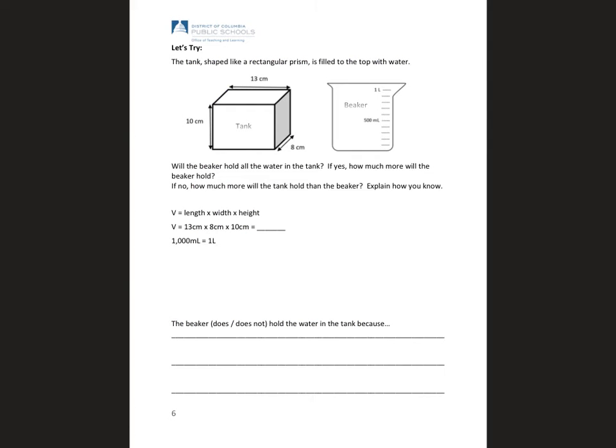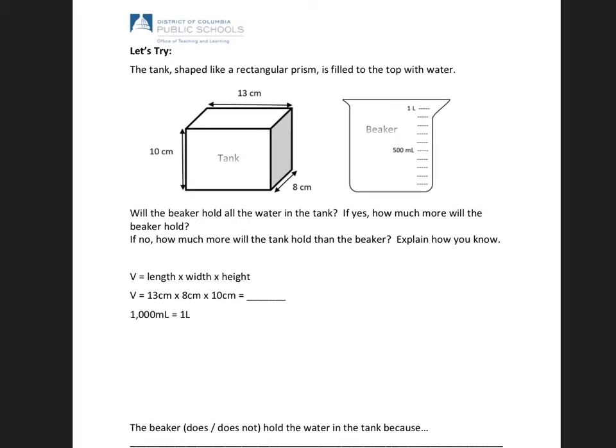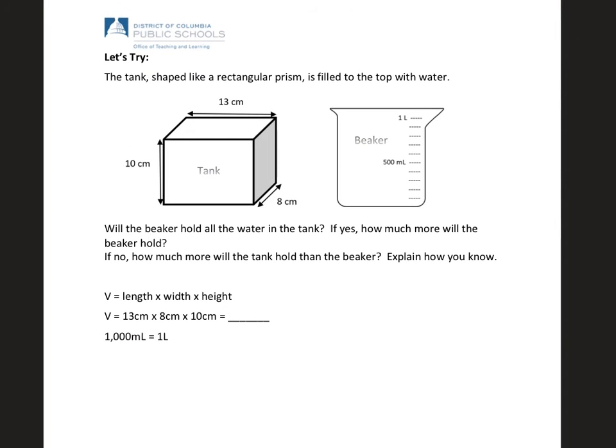So here, they said the tank shaped like a rectangular prism is filled to the top with water. I see that this tank is 13 centimeters long, 8 centimeters wide, and 10 centimeters tall. It wants to know, will the beaker hold all the water in the tank? If yes, how much more will the beaker hold? If not, how much more will the tank hold than the beaker?